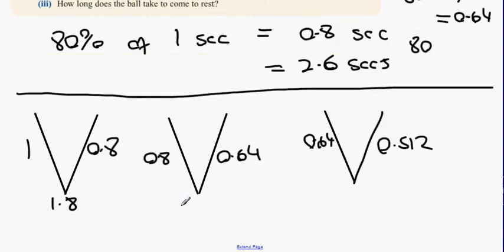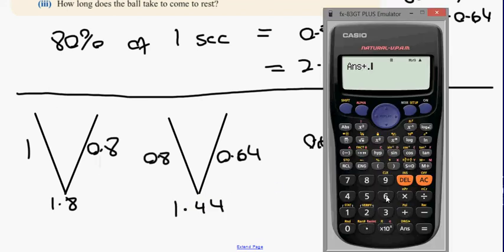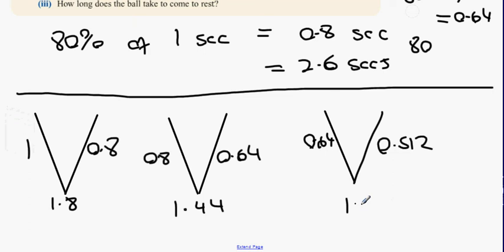So what we're going to get here is 1.44, and then add that to 0.64. And you can see here it's 1.152. So that's our series there.